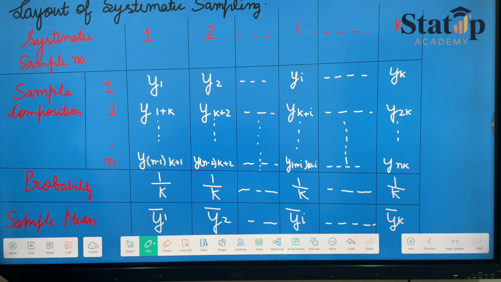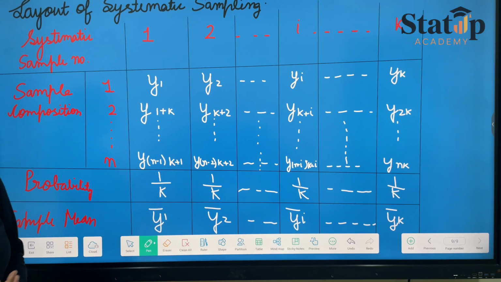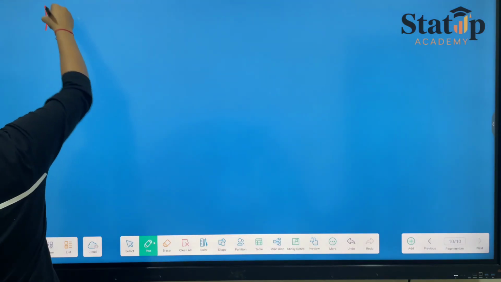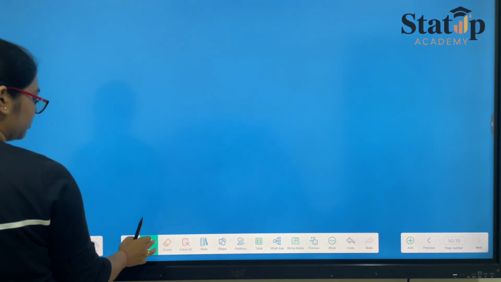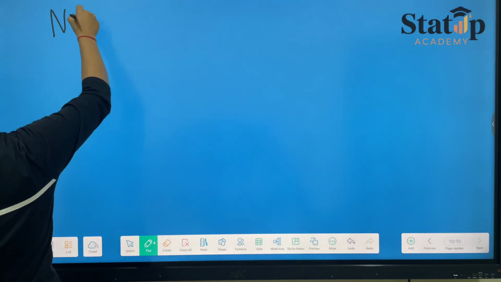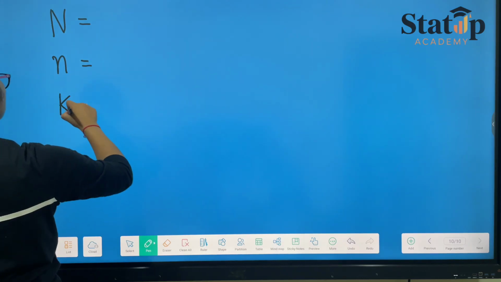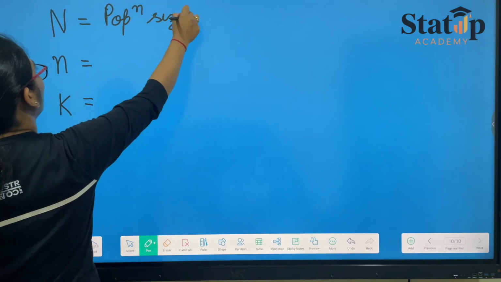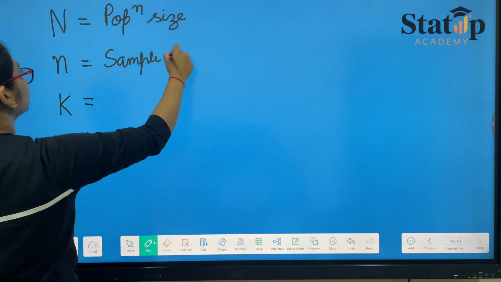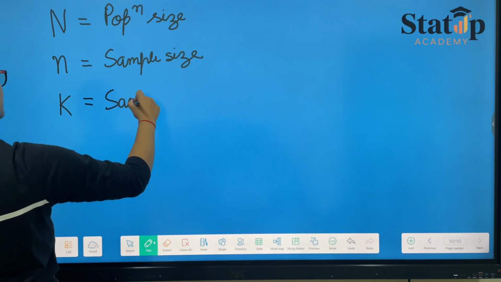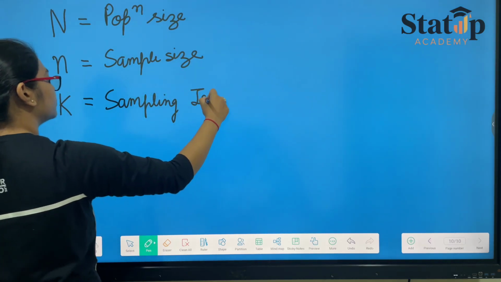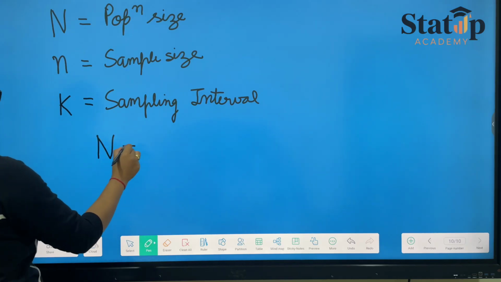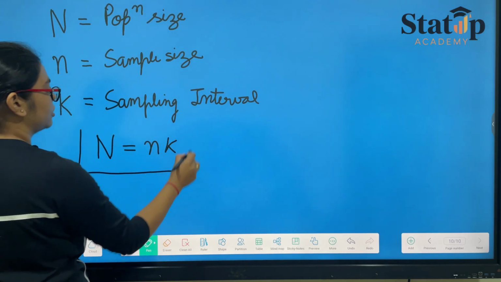This is the layout of your systematic random sampling, and it is very important to understand the concept of it. Now we'll do one or two examples of systematic sampling. So first of all, let us take capital N, small n, and k. Capital N is nothing but population size, small n is the sample size, and k is the sampling interval. And the relation between all of them is capital N is equal to small n into k.